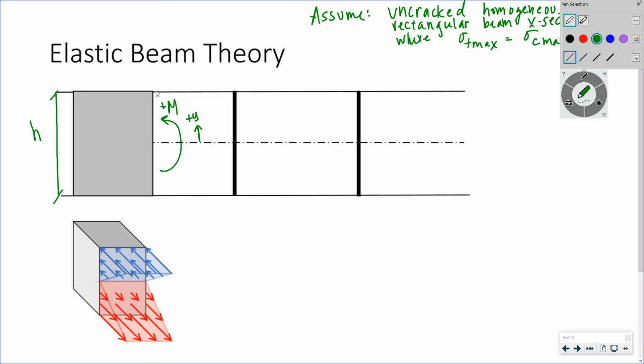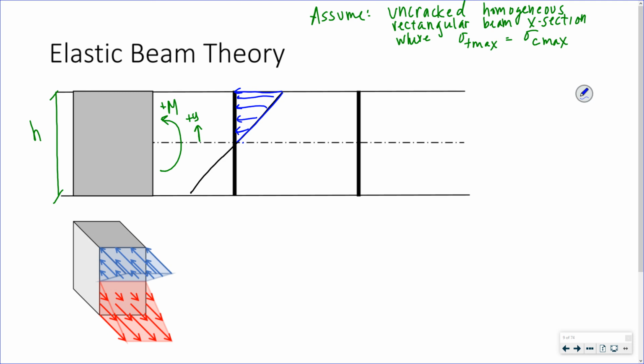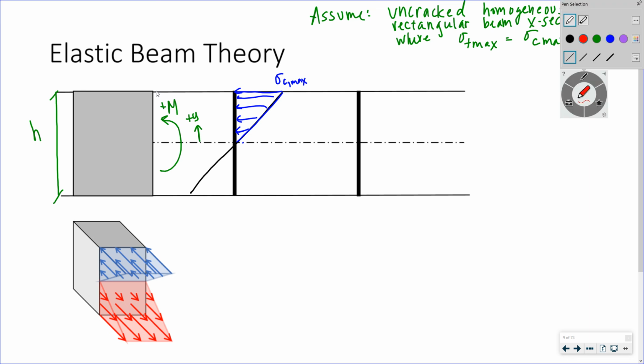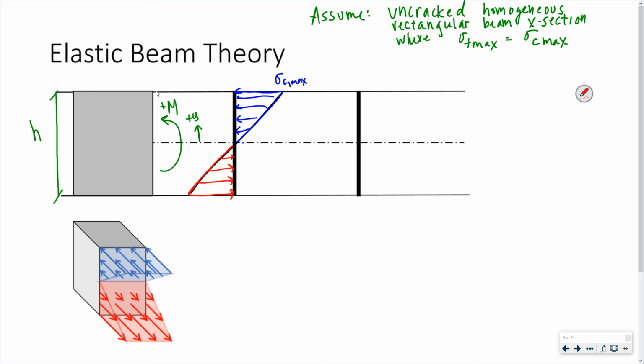If I draw the stress profile, it would be like that, where the top is in compression, and the maximum is your maximum compressive stress, and the lower half below the centroid is all in tension. Right. That's our maximum tensile stress.